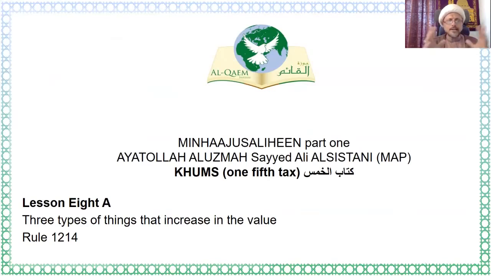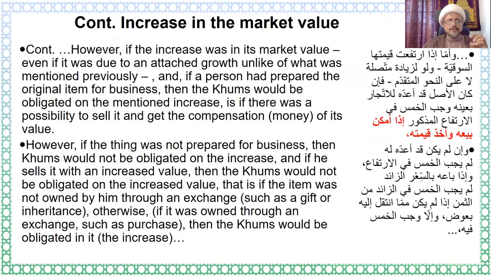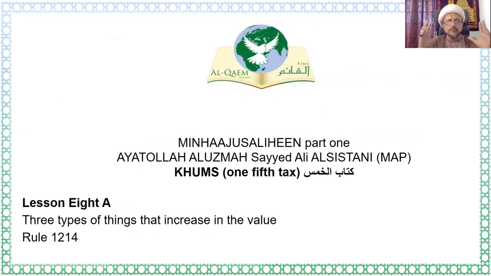And again, a small introduction: there are things which are for business, and there are things for personal use. These two further are divided into attached and detached, like the growth we were talking about. The growth could be attached growth or detached growth. And attached growth is like the tree becomes bigger.